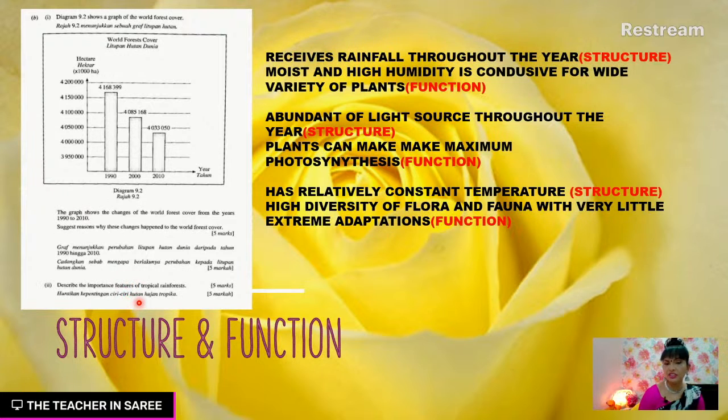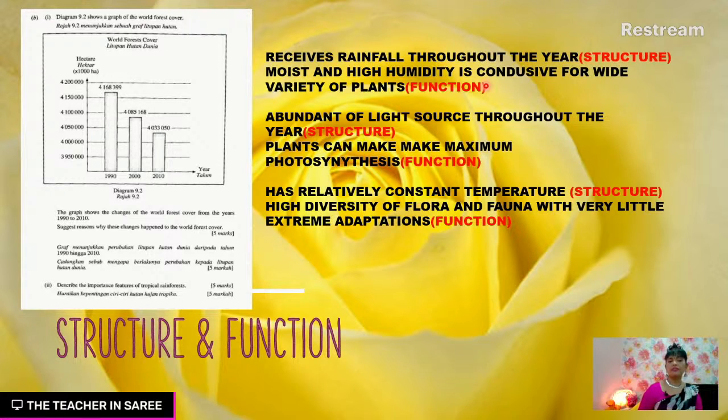So that is where the functional feature comes. Look at the answer. It receives rainfall. So that is the structure or the adaptation. That can be called a structural part of it. Then what is the function? The high moisture and high humidity is very conducive for a wide variety of plants. So that is the function.